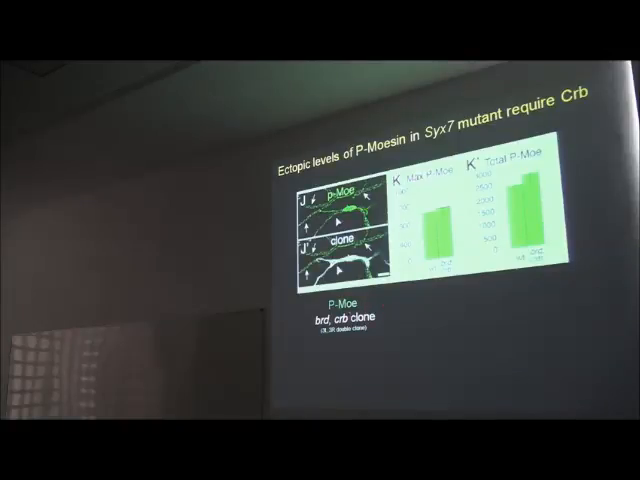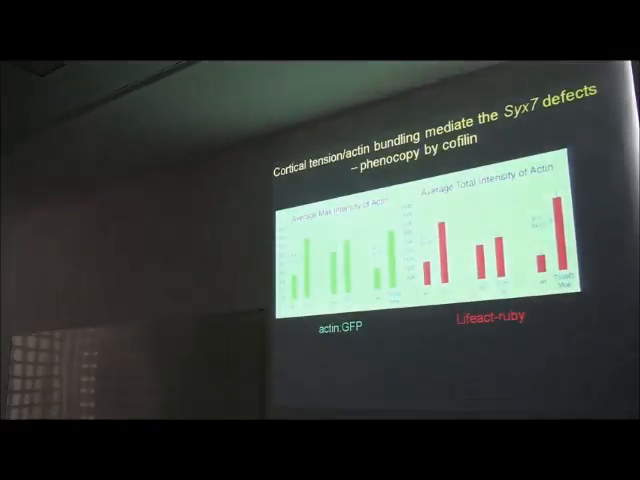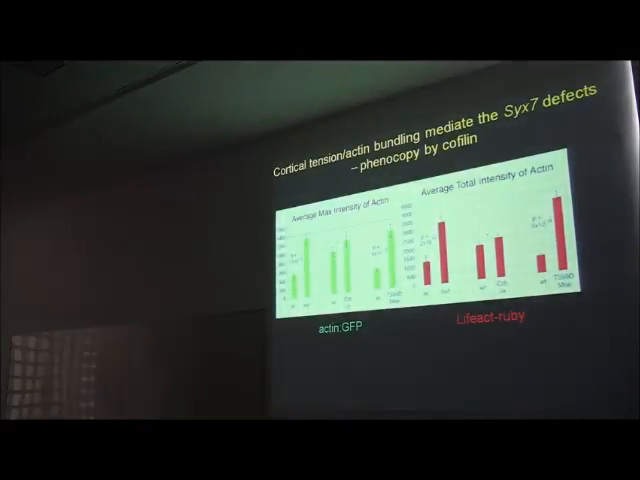So we interpret this as crumbs acting to recruit phosphomolysin to the apical membrane, which is consistent with data from other groups showing that crumbs and phosphomolysin physically interact. So what's going on? What we think is happening is that it's really the levels of phosphomolysin that are critical, and the actin bundling effect of molysin.